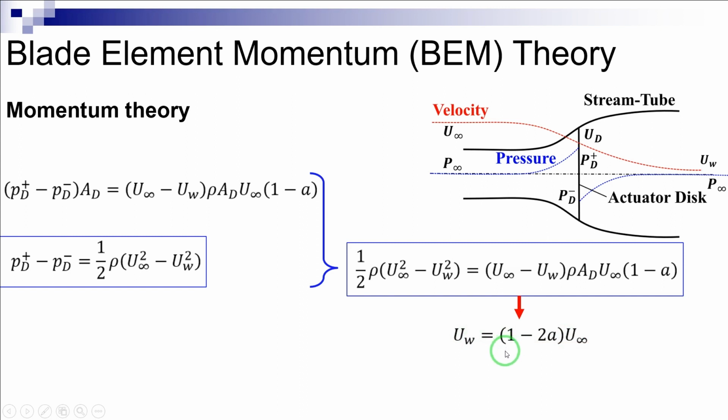As can be inferred from this equation, the momentum theory breaks down for A greater than or equal to 0.5, because the wake velocity UW becomes 0 or even negative for A greater than or equal to 0.5. This therefore requires the application of an empirical modification, which will be treated later in this video.